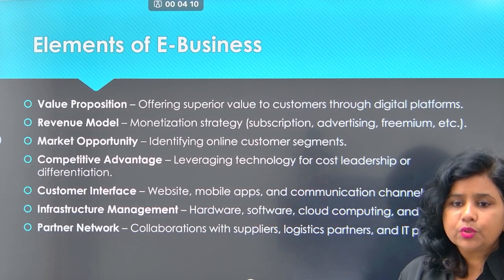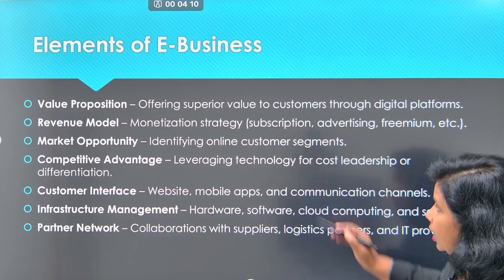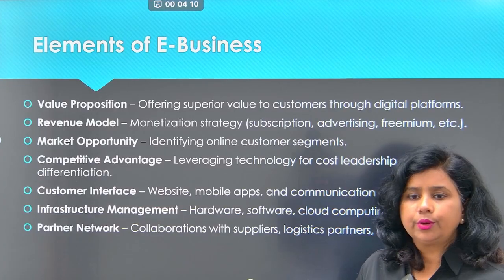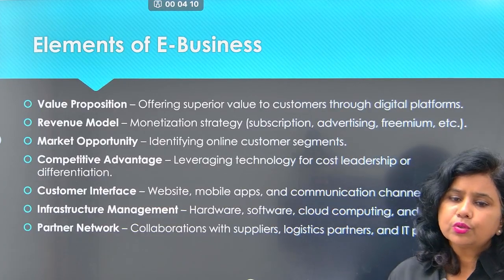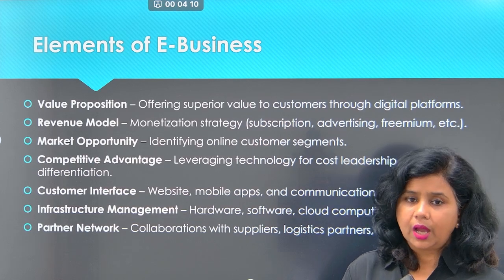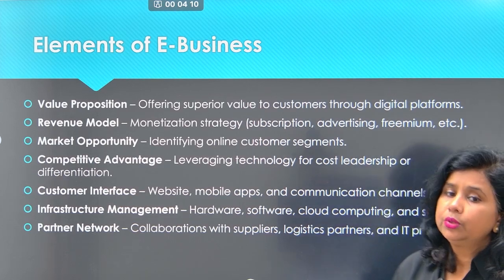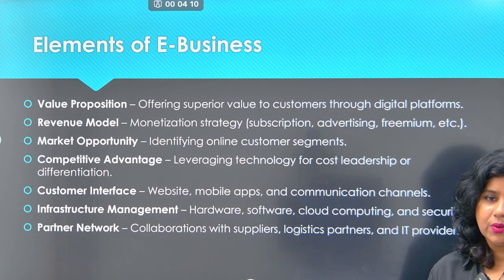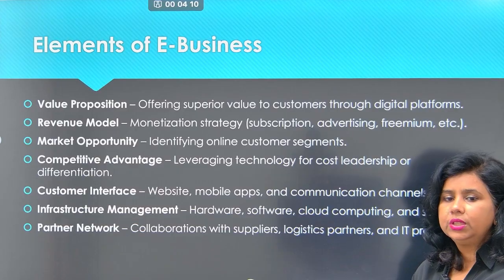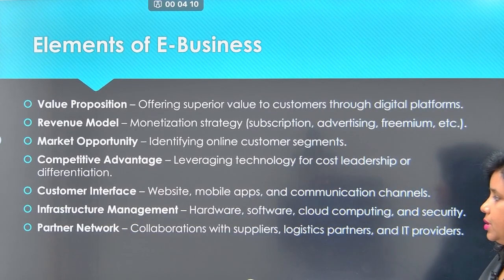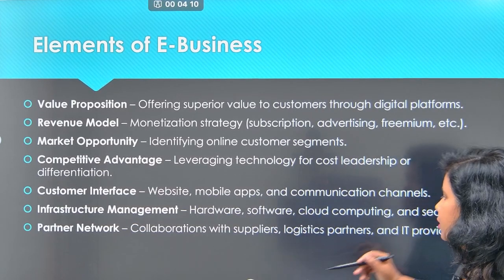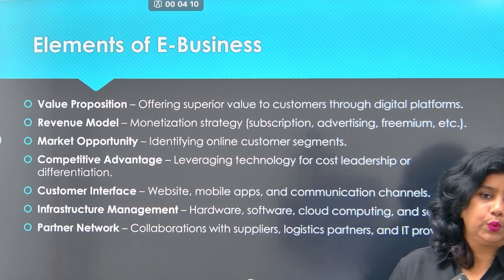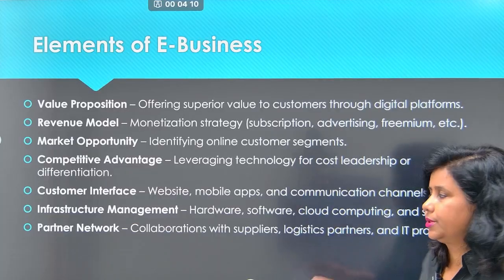Infrastructure management. When we talk about infrastructure management, e-business has hardware, software, cloud computing, and security as their major components, right? So you should be using very good hardware. You must be using very good software. Your website should not lack cloud space. So your cloud computing and security is also a very important point you need to take care of whenever you are doing e-business. And your collaborations with your suppliers, logistics partners, and IT providers, that is a part of partner network. So all these are elements of e-business.